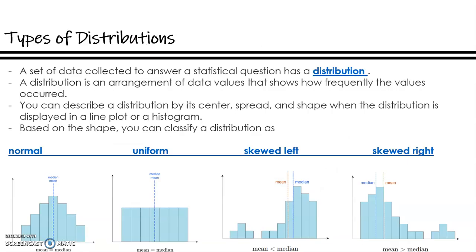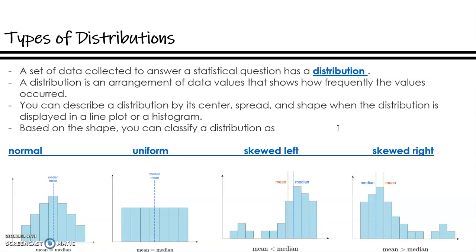So looking at these different graphs here, we can decide how the distribution looks based on how everything is arranged. A set of data collected to answer a statistical question has a distribution, and those are the 4 categories below. A distribution is just how it's arranged, and it shows how frequently the values have occurred. You can describe the distribution by its center, so like the middle, how spread out it is, and the shape, which is what we're looking at today. This can be with a line plot or a histogram.